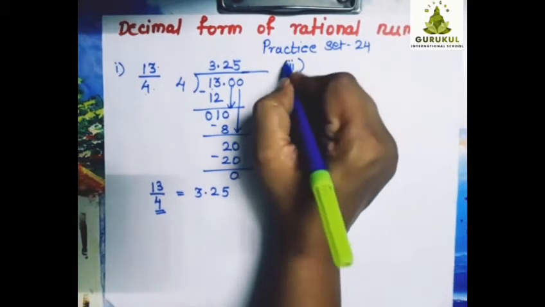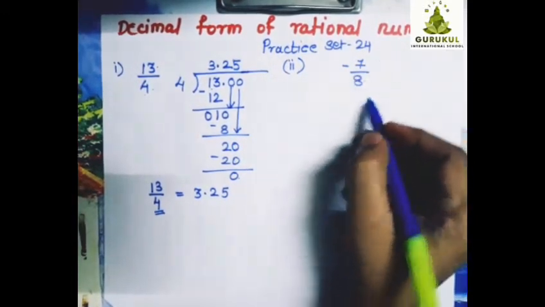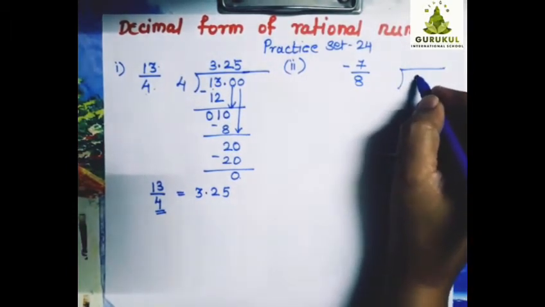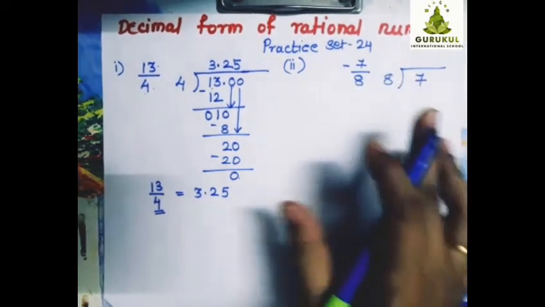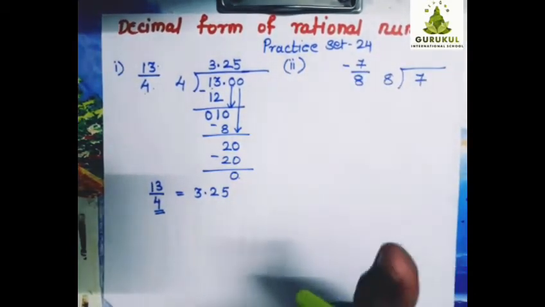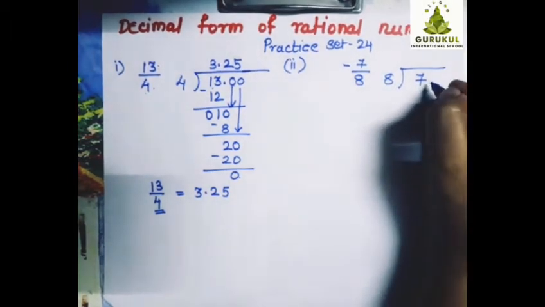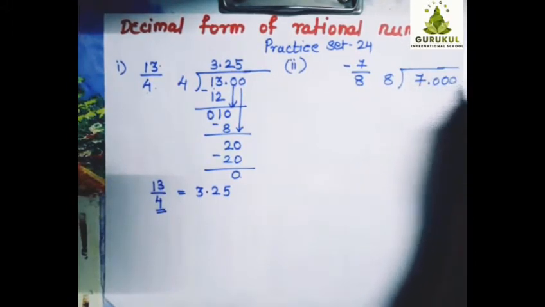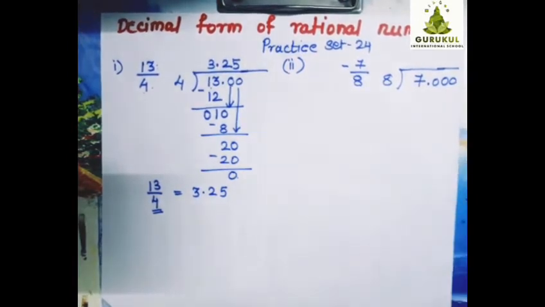Second one we will see is minus 7 upon 8. As I told you, the number in the numerator position should always be inside and the denominator outside. Don't go for bigger and smaller; you don't have to bother about that. In such a case, whenever you want to find the decimal form, first step, put the decimal point. After that you can put n number of zeros; you can increase the number of zeros.